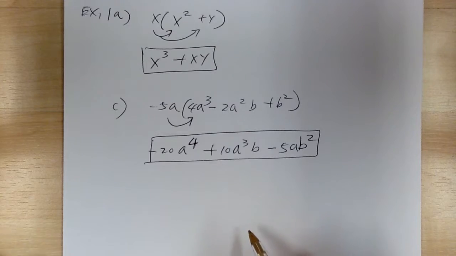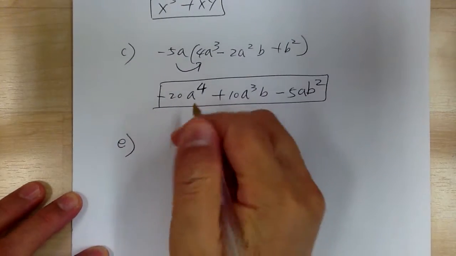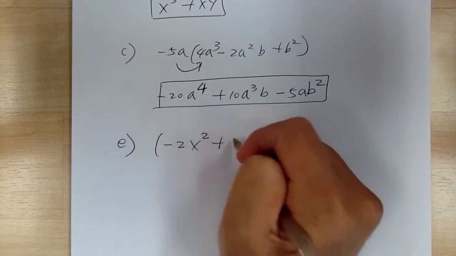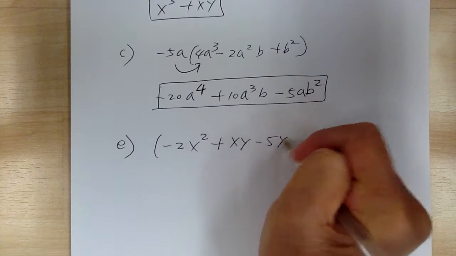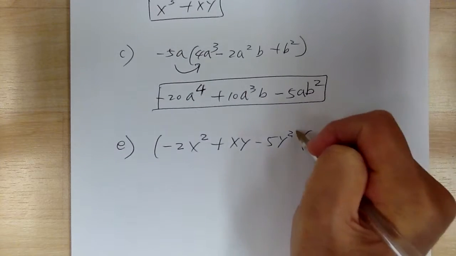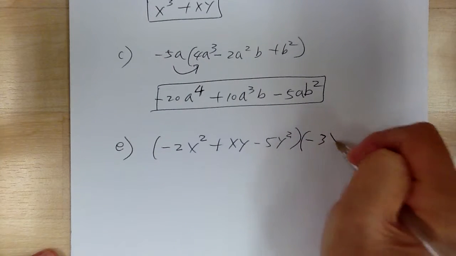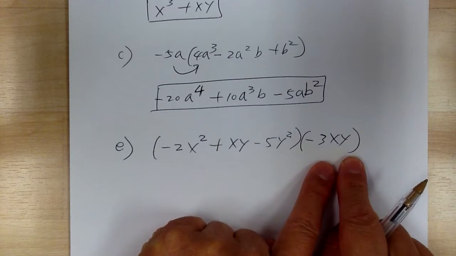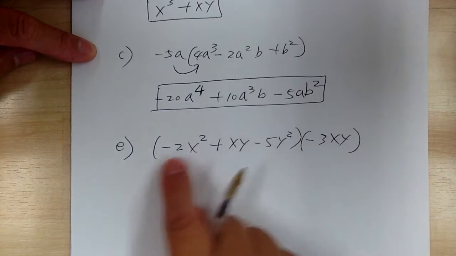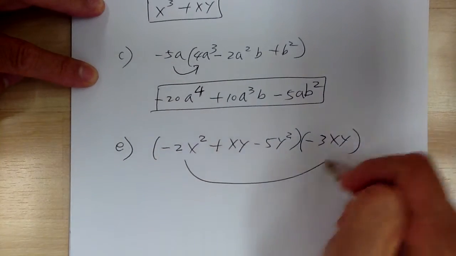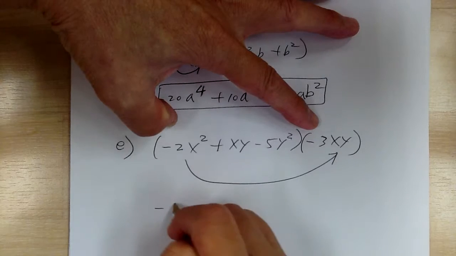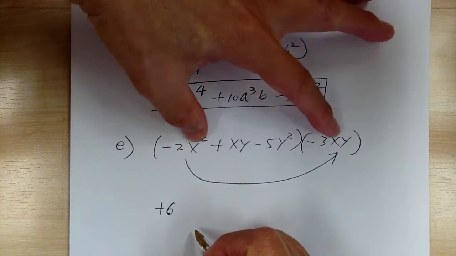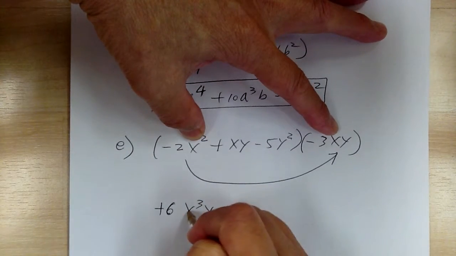Okay, then let's go to the next one. Let's go to E. Negative 2x squared plus xy minus 5y squared, times negative 3xy. So notice the single factor is in the back. So in this case, you have to distribute the reverse way. So you go and distribute. So you're going to get positive 6. You take care of the number, then you go down the alphabet. Okay, so that's your first one.